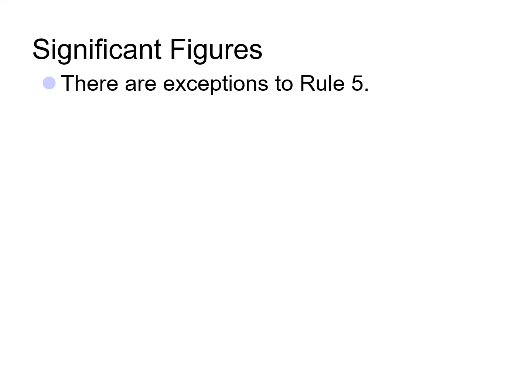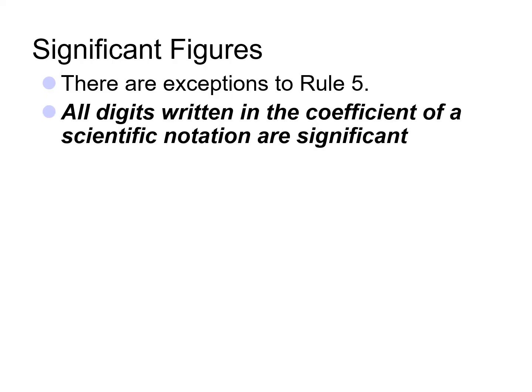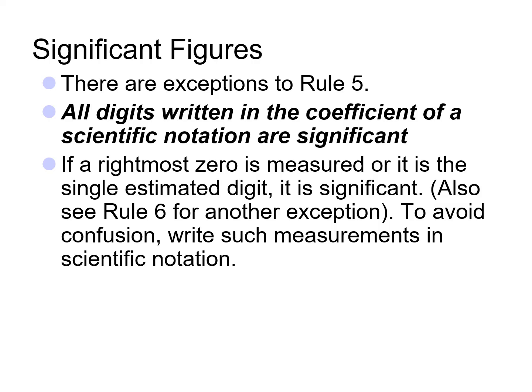It seems like there's always an exception to the rule, even this one. All digits written in the coefficient of a scientific notation are significant, as I already noted. If a rightmost zero is measured, or if it is the single estimated digit, then it is significant. So to avoid confusion, you should write it in scientific notation.